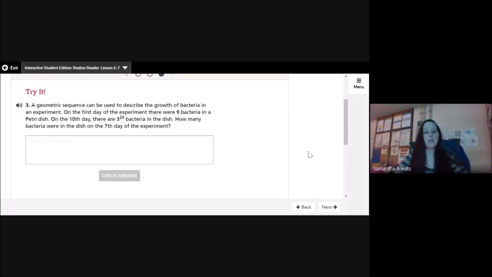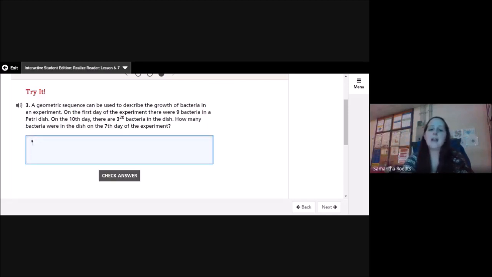All right, let's try it. A geometric sequence can be used to describe the growth of bacteria in an experiment. On the first day of the experiment, there were 9 bacteria in the petri dish. On the 10th day, there were 3 to the 20th bacteria in the dish. How many bacteria were in the dish on the 7th day of the experiment?